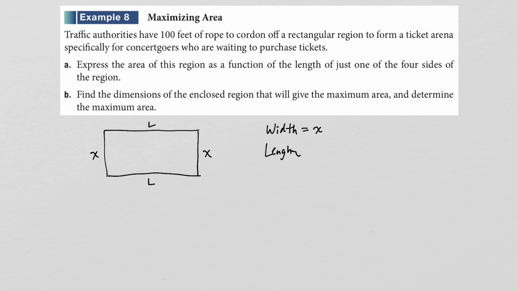Well, to get the length, what we're going to do is use the fact that we know the perimeter of a rectangle is 2 times the width plus 2 times the length. We know the perimeter is 100 because they told us we had 100 feet of rope to make this rectangle in the first place. So perimeter is 100. And that's equal to 2 times the width. We already said the width is x, and then plus 2 times the length.